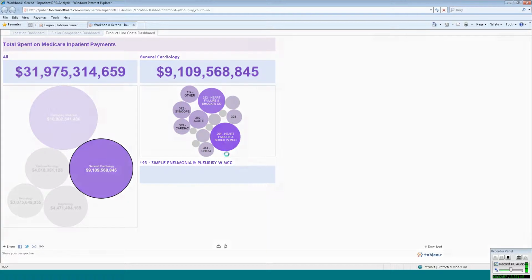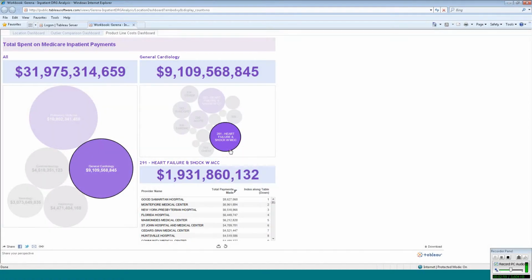So if I selected DRG 291, DRG 291 represents about $2 billion worth of activity in terms of net aggregate payments from Medicare. I can then quickly look at that information by hospital and see the top hospitals across the United States, with Good Samaritan Hospital being the most highly reimbursed provider for DRG 291.